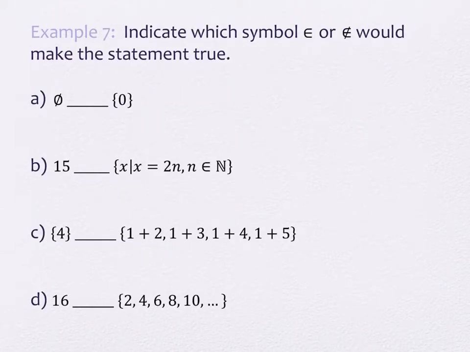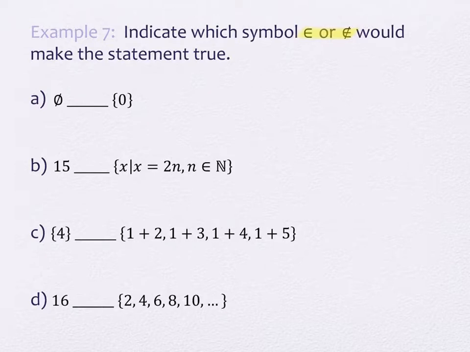All right, we're going to take a look at some fill-in-the-blank kind of statements. This one wants us to indicate which symbol, and it gives us 2 options, would make the statement true. So let's remind ourselves from last time, because it's probably been 48 hours or more since you looked at those 2 symbols. What do each of those mean? Good. Is an element of and is not an element of. And elements are just items that are in the set. So let's take a look.